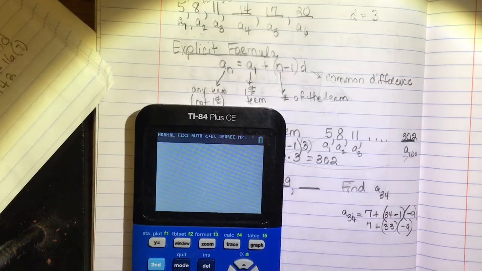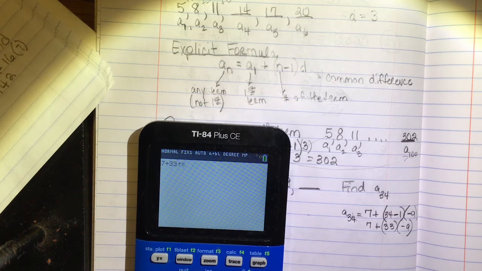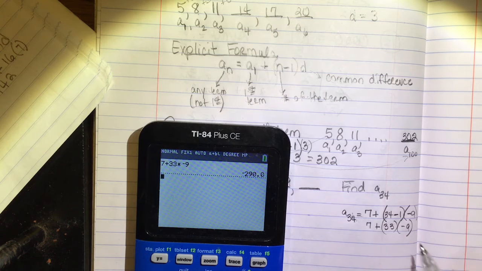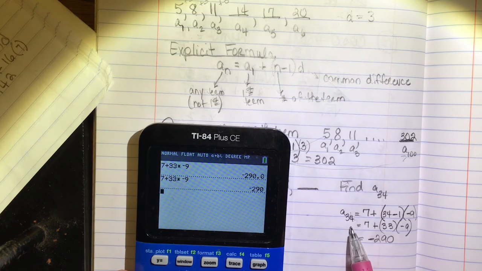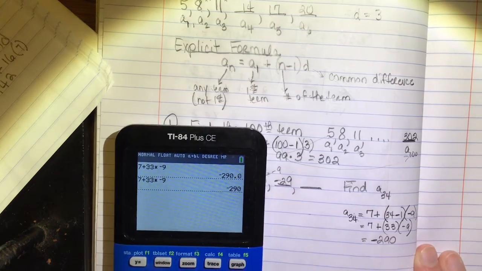I had to stop and get my calculator. So I'm just going to go ahead and do the whole arithmetic. I'm going to do 7 plus 33 times negative 9. And I get negative 290 was the 34th term.